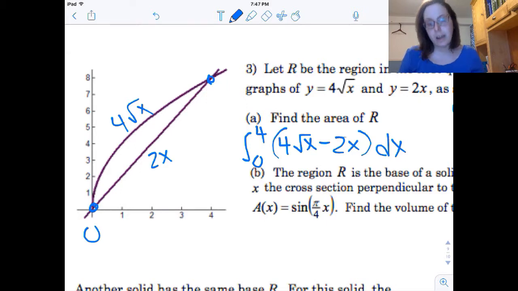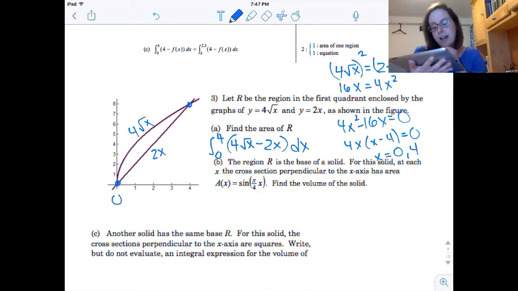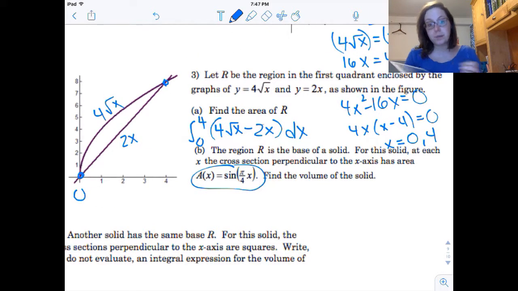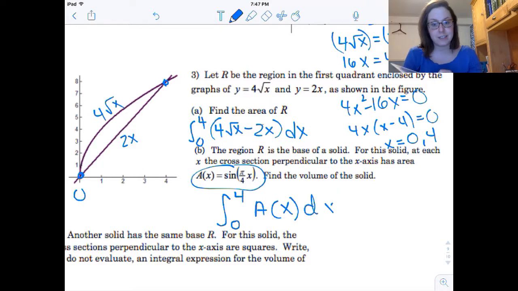All right, part B, the region is the base of a solid. For this, at each region, the cross-section perpendicular to the x-axis has this area. So it's giving you the area formula. Find the volume of the solid. So all I'm going to do is accumulate from 0 to 4 A of x. They told me what the area is. I don't need a special formula for it.